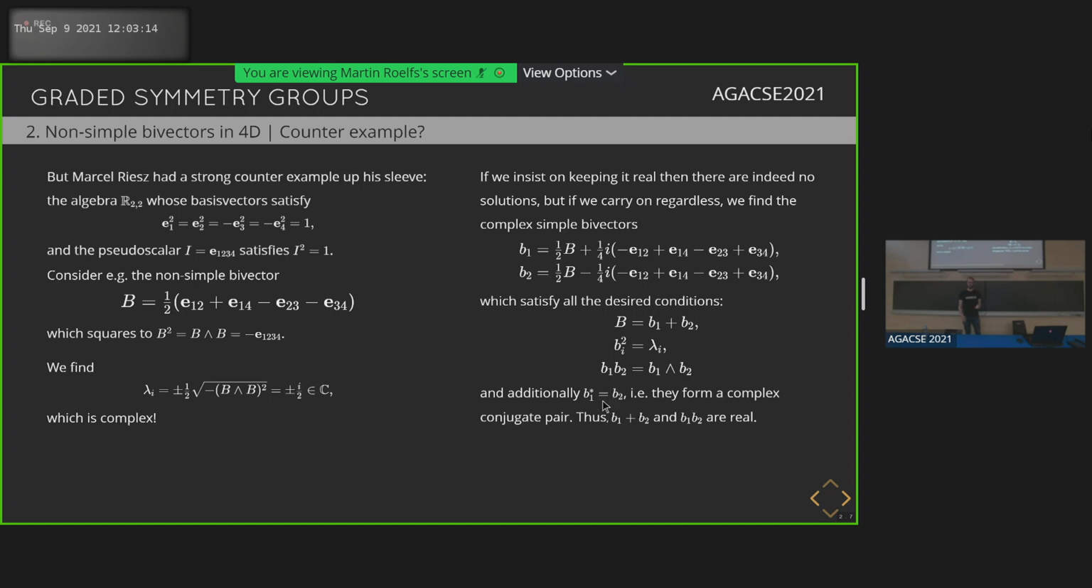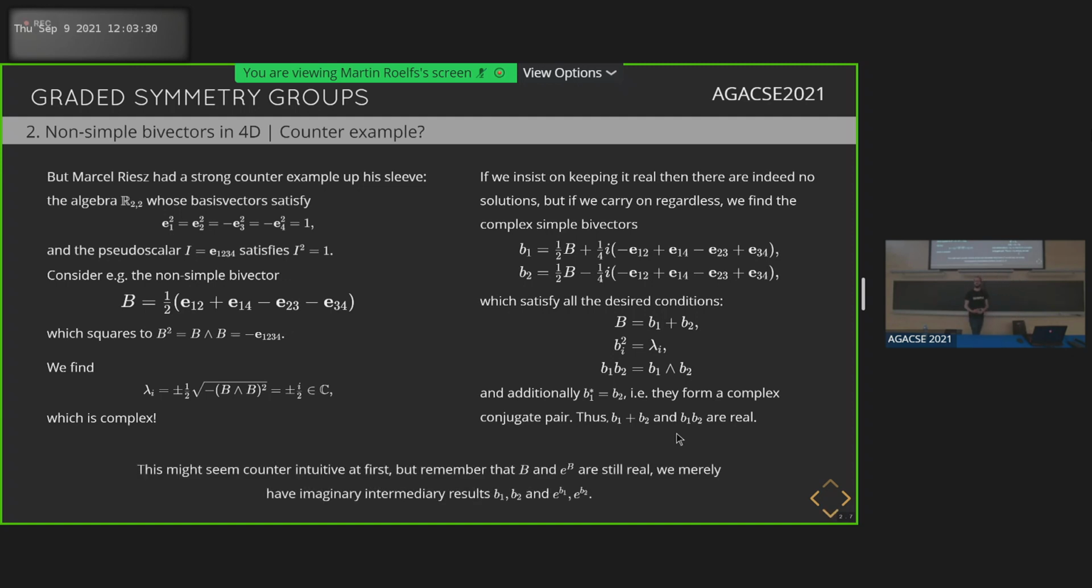And we have now additionally, as I said, that they are just complex conjugates. And the complex conjugate part is important because that means that the sum of B1 and B2 is still real, and the product B1 B2 is also still real. So this might seem counterintuitive at first, but remember that our B was real to begin with, and e to the B will also still be real. We just have to take an intermediate step where it becomes complex. And so if you're willing to accept that, everything still works.